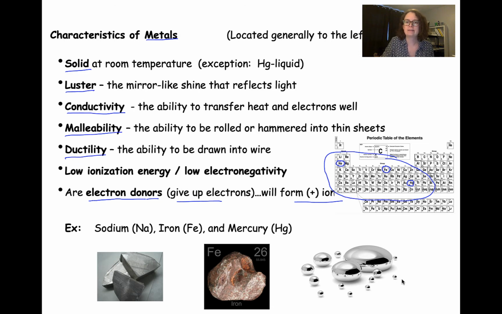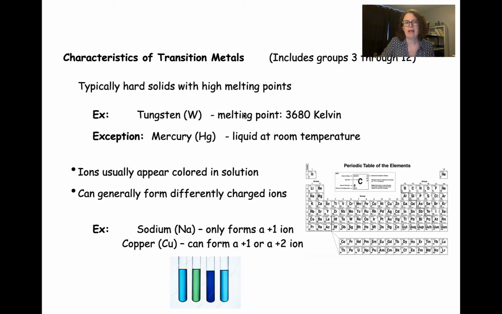Inside the metals, we have a subgroup called transition metals, and these are going to be in groups 3 through 12. So right here, smack dab in the middle of the periodic table, are our transition metals. And again, they're typically hard solids, and they have high melting points. You have to put a lot of heat in to get them to melt, except for mercury again, which is already a liquid.